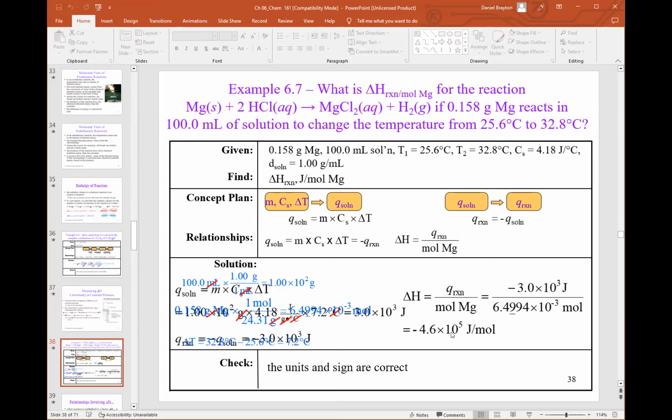So this is like when you go to buy a car, you look at, let's say, the top speed, a Ferrari can go 220 miles an hour or something. That's the equivalent here for this magnesium. This is your magnesium reaction, and its capability is 4.6 times 10 to the 5 joules per mole.